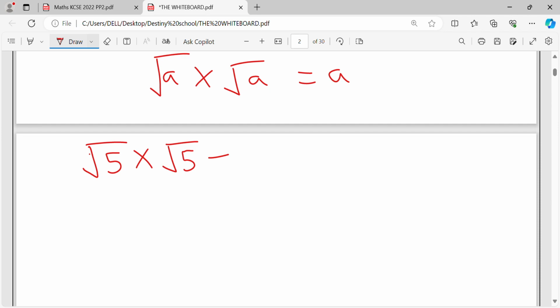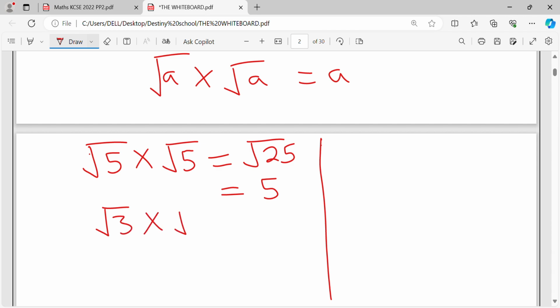What do I mean by that? Let me show you an example. Let's say, for example, we have root 5 times root 5. In multiplication of surds, you multiply what is inside the root with also what is inside the root. So that is 5 multiplied by 5, you get root 25. And the square root of 25 is 5. The square root of 25, we all know that it is 5 because 25 is a perfect square.